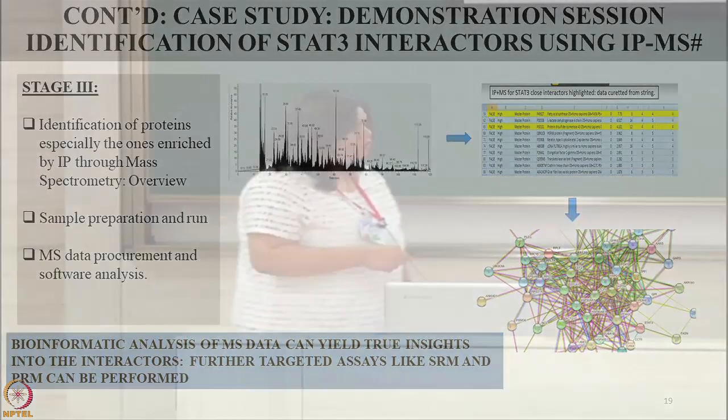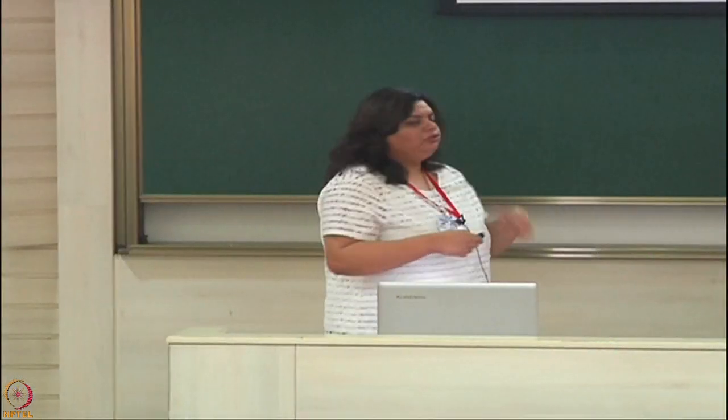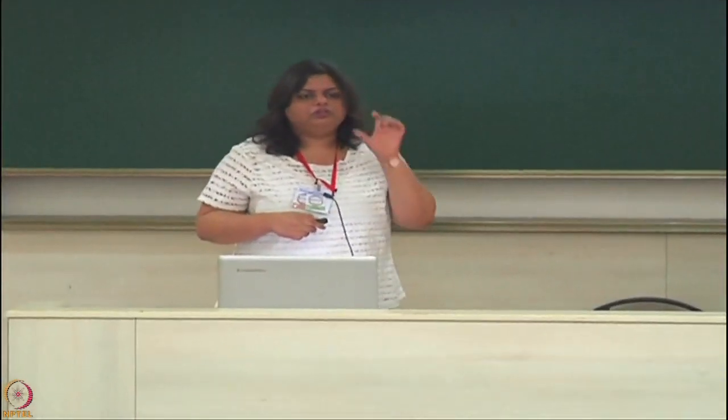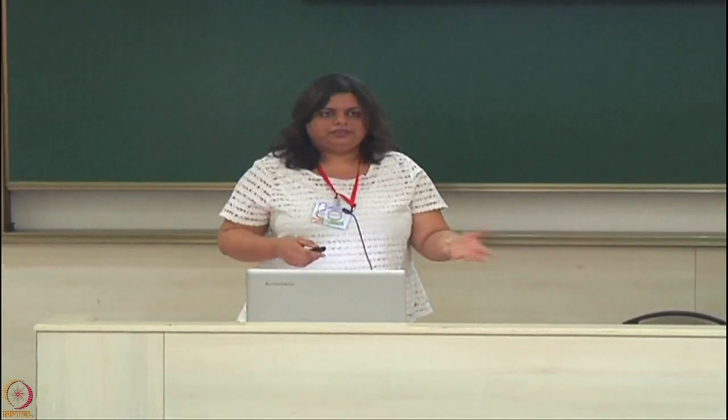So you will get a list of proteins and you can then do bioinformatic analysis. You can do a scoring based on STRING. StringDB is an open access software. There are other softwares as well. You can come up with a score and you can do other experiments to see how closely the list of proteins you are getting from the mass spectrometer are the interactors of your interest. And thereby you can form an interactome map.